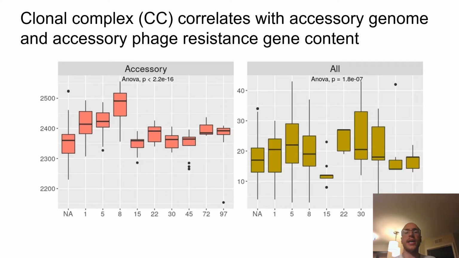I next looked at phylogenetic associations with phage resistance, and first correlated clonal complex with either levels of accessory genome or accessory phage resistance gene content. It's known that clonal complex correlates with restriction specificity, which then affects transduction of accessory genes in general. Indeed, according to analysis of variance tests, there is a statistically significant overall difference of these CC subsets for both accessory genome content as well as just accessory phage resistance genes.